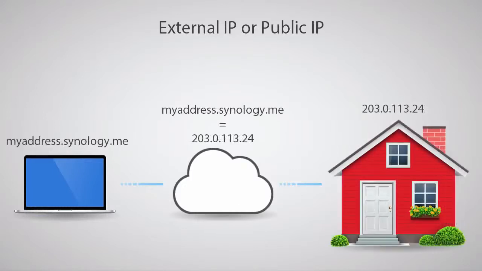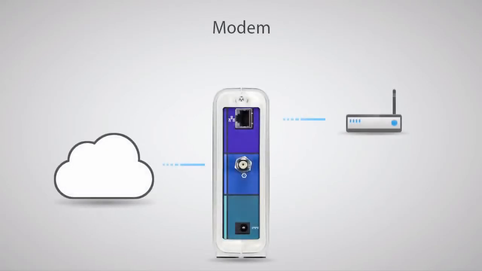In this example, we see Synology's free DDNS service being used to provide a Synology.me subdomain. This means instead of having to remember 203.0.113.24 when trying to reach the Synology NAS at home, we can instead use myaddress.synology.me. The reason DDNS, also known as Dynamic Domain Name Service, is important for home networks is that oftentimes the IP provided by your Internet service provider will change periodically. Using the DDNS service on your NAS will ensure that even if the IP address changes, your Synology.me address will always reach your network. Next up is modem.